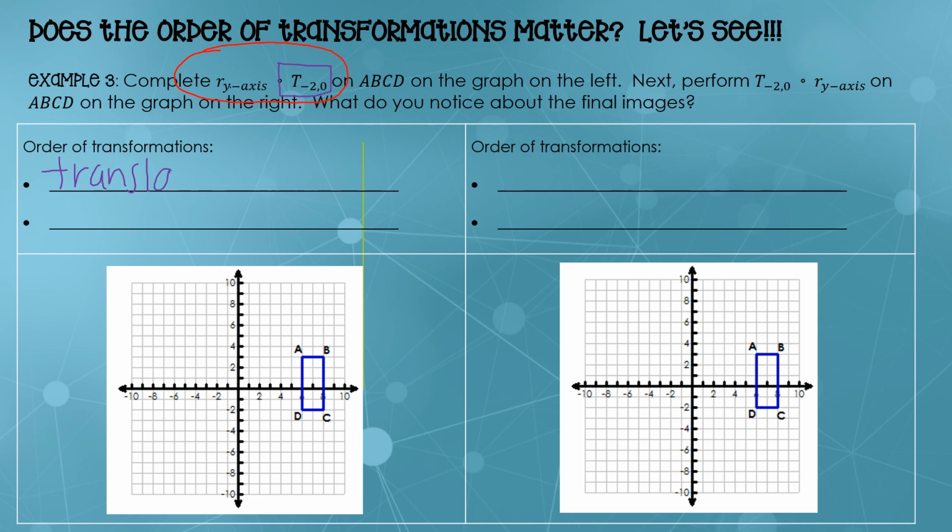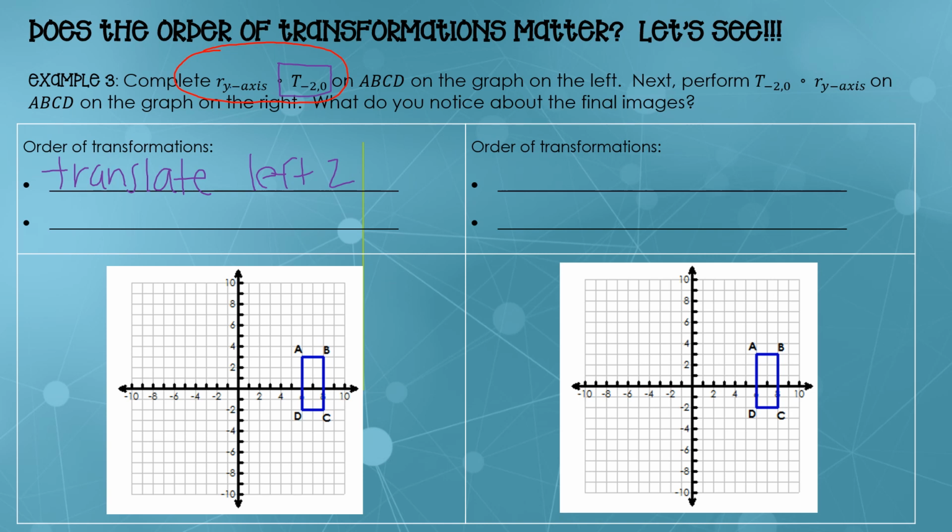Remember, T is for translate. The first number tells you if you go left or right. Since it's -2, that's left 2. And the second number tells you if you go up or down. Because it's 0, we don't go up or down. You don't need to write anything. You don't need to say up 0 or down 0. Just don't even say it.